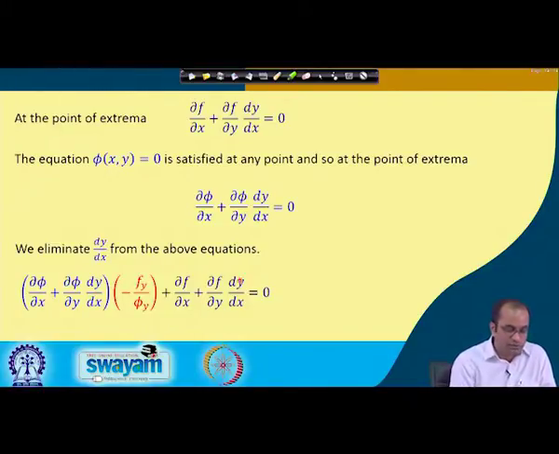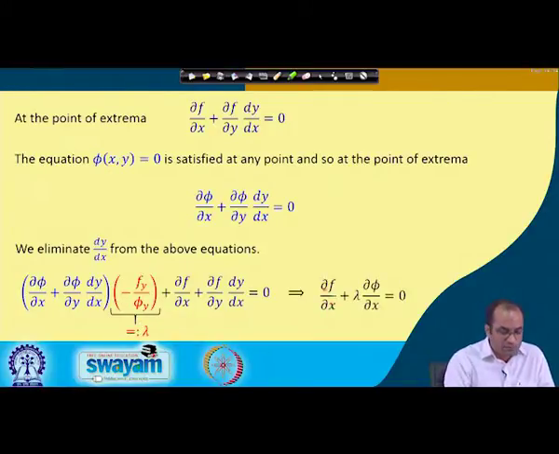So, these two will get cancelled and we have the term free from this dy over dx. In this case when we add it here, these terms will get cancelled and we will get simply, assuming that this here is lambda just for simplicity now, del phi over del x into this lambda plus del f over del x equal to 0. So, this is the equation we got that has to be satisfied at the point of extrema, that is one equation.